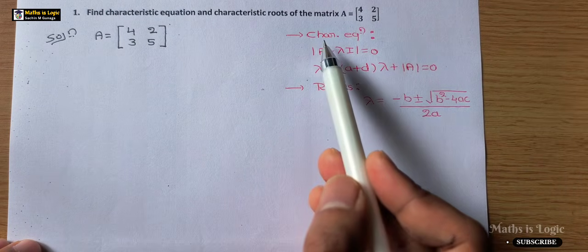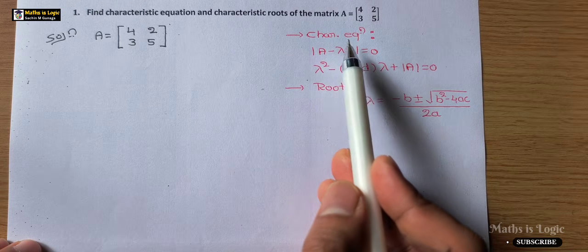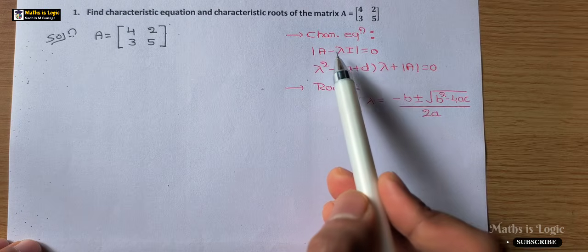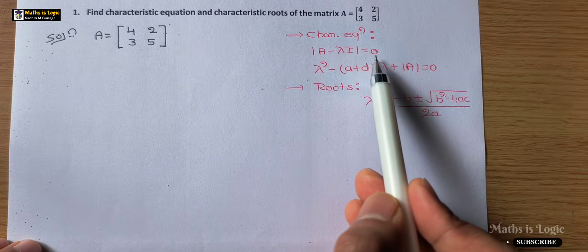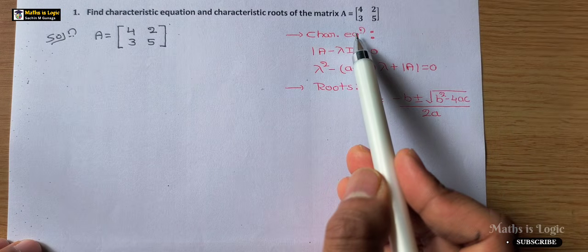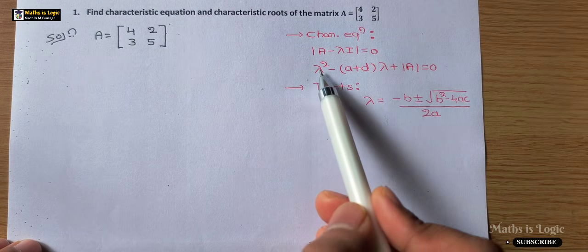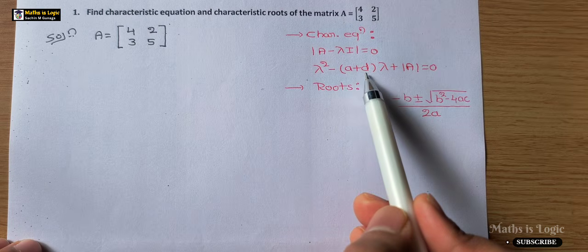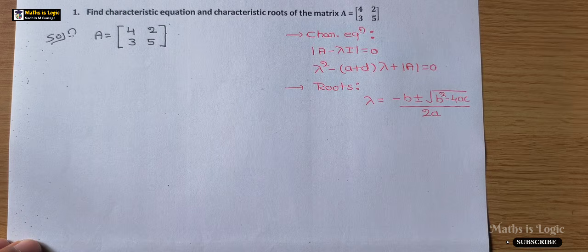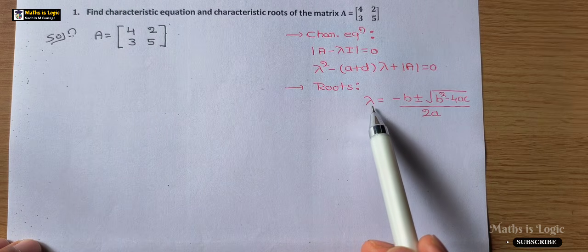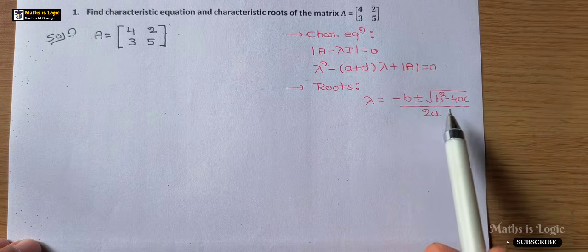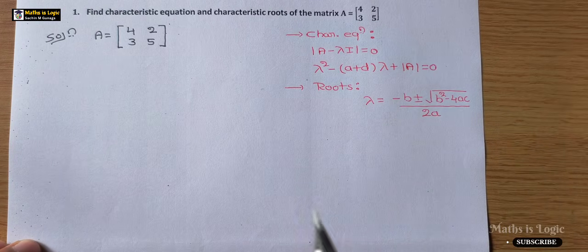So to find this, first we need to remember the characteristic equation. What is the standard equation? Determinant of A minus lambda I is equal to 0, and this is the shortcut formula to find the characteristic equation. What is that shortcut formula? Lambda square minus (a plus d) into lambda plus determinant of A is equal to 0. To find the roots, what is the formula? Lambda is equal to minus b plus or minus the square root of b square minus 4ac, divided by 2a.